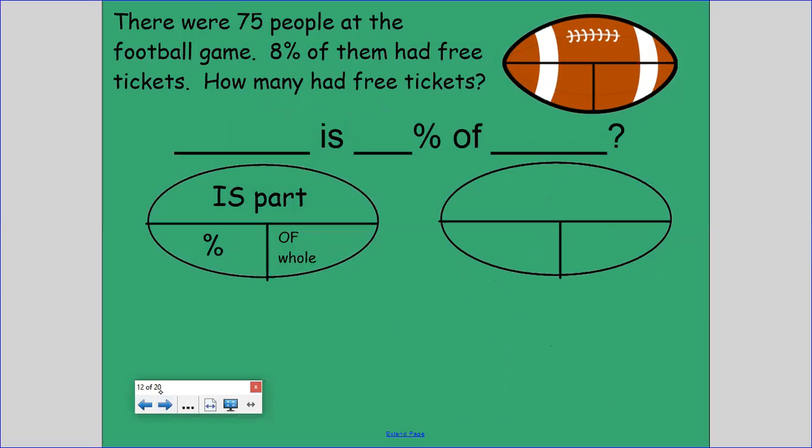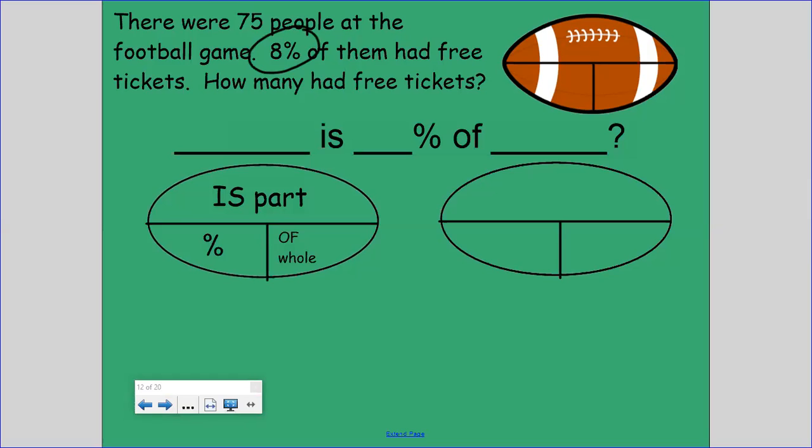Now, we also got to throw in real life examples because this is something you are going to use all the time. I tell my kids, this is something you will use in your everyday life. So here's an example. There were 75 people at the football game. 8% of them had free tickets. Wow, good for them. How many had free tickets? Okay, so then we have to decide, okay, what am I missing? Am I missing all of the people at the football game? Am I missing some of the people at the football game? Or the percentage? Well, this part's easy. I can see the percent right there, so I know for sure I've got it.